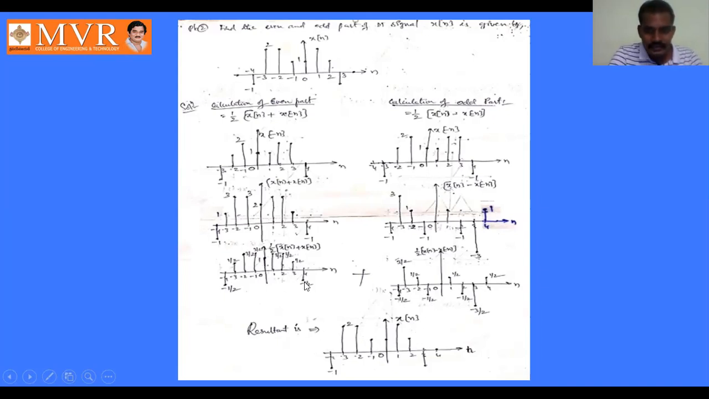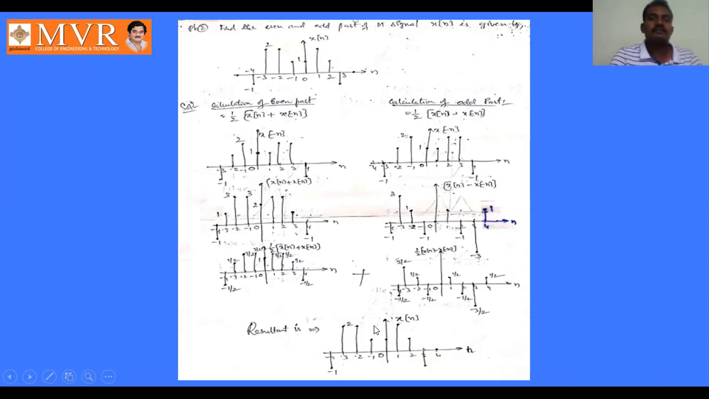And at 0 it is 1 and 0, 1 plus 0, 1. And at 1 it is 3 by 2, and here 1 by 2. 3 by 2 plus 1 by 2, 4 by 2, that is 2. And at 2 it is 3 by 2, and 2 minus 1 by 2, 3 by 2 minus 1 by 2, 2 by 2, that is 1. And at 3 it is 1 by 2, and minus 3 by 2. 1 by 2 minus 3 by 2 is minus 2 by 2, that is minus 1. And at 4 it is minus 1 by 2, and 1 by 2, minus 1 by 2 plus 1 by 2, it is 0.